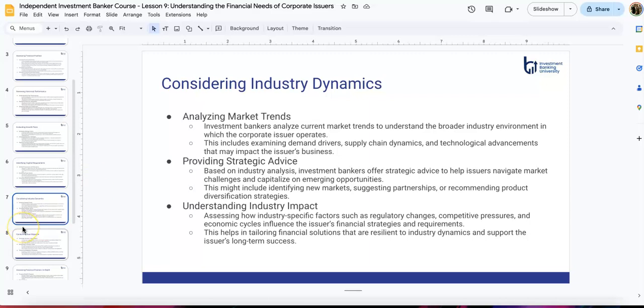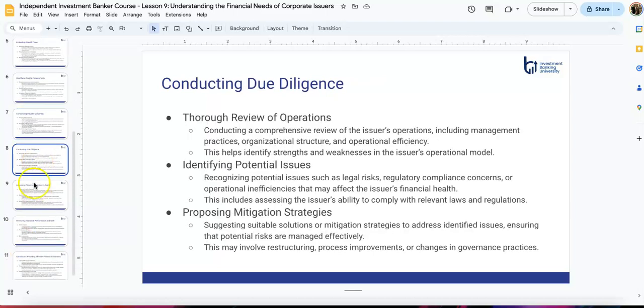And then we also need to make sure we're considering industry dynamics, such as market trends that are happening, and providing strategic advice on how to navigate those market challenges, as well as the industry impact that could potentially happen. We also need to engage in due diligence, a comprehensive review of the operations, management practices, organizational structure, and operating efficiency, identifying potential risks such as legal, regulatory, and operational, and then proposing mitigation strategies for them.